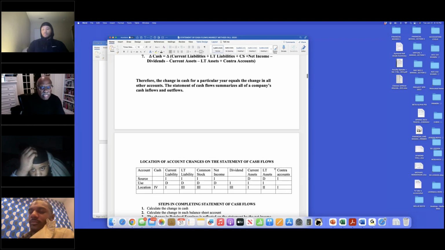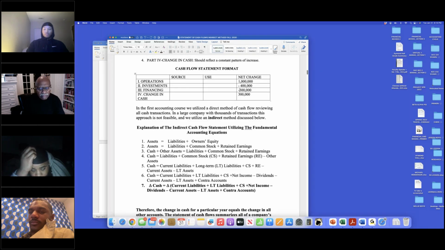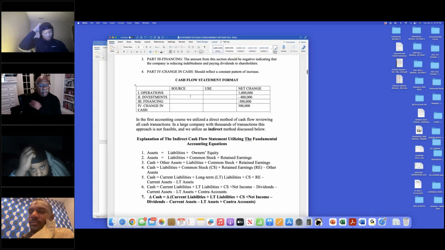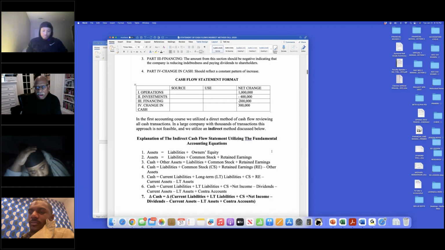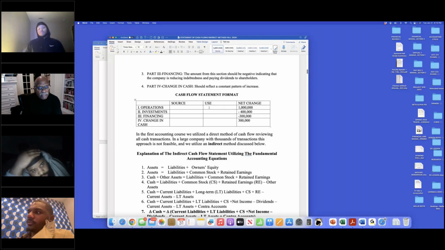So what we're saying is when we get these changes and we're trying to look at our sources and uses to get to our bottom number, this is where these items go. The current liability is going to be in part 1, long-term liability part 2, common stock is going to be in part 3, net income part 1, dividends part 3, current assets part 1, long-term assets part 2, contra asset part 1. Now, the next thing we have to determine is whether something is a source or a use of funds. Is it a source of funds or is it a use of funds? Because some items are sources, some are uses as we get to the net change.